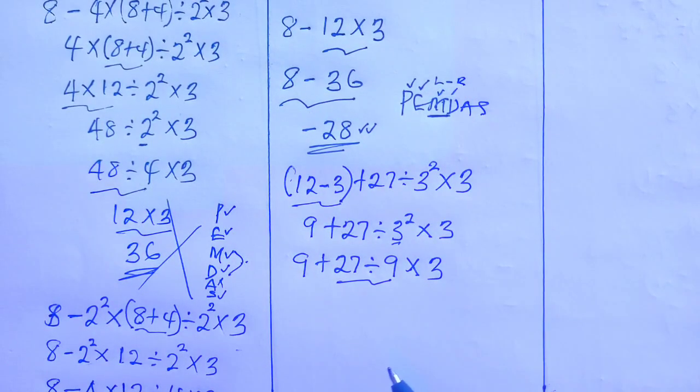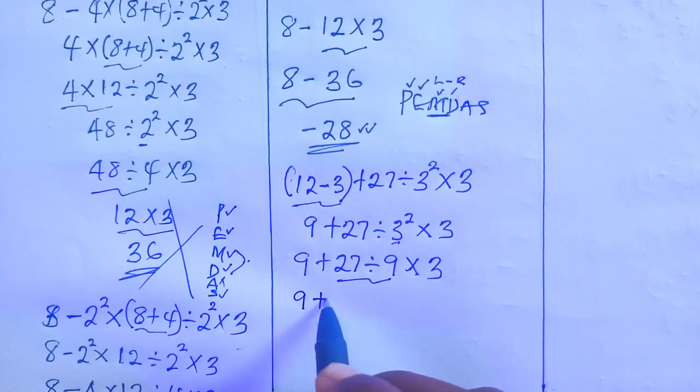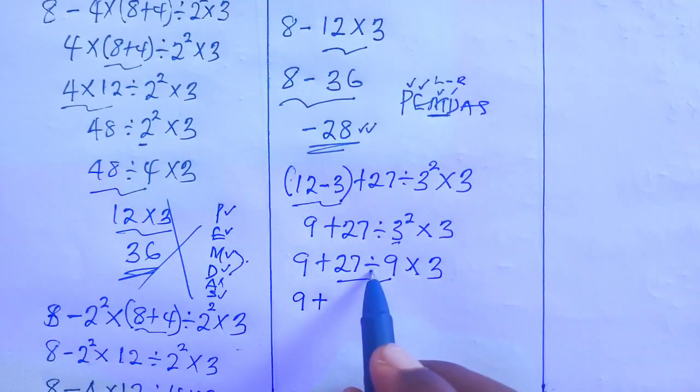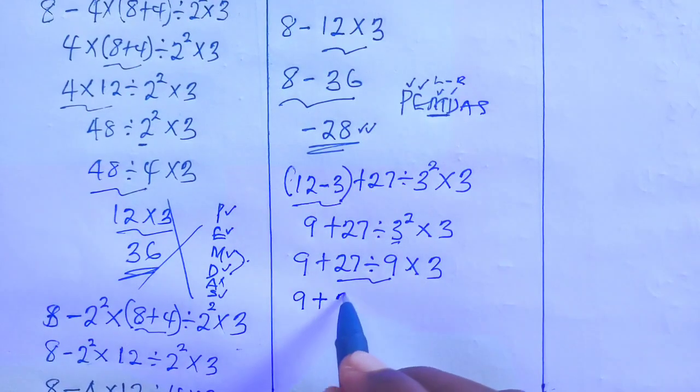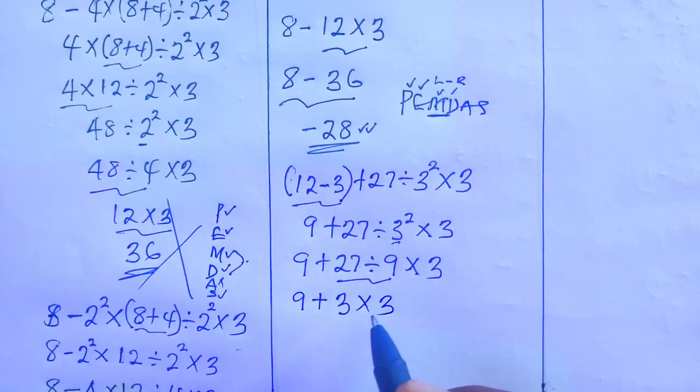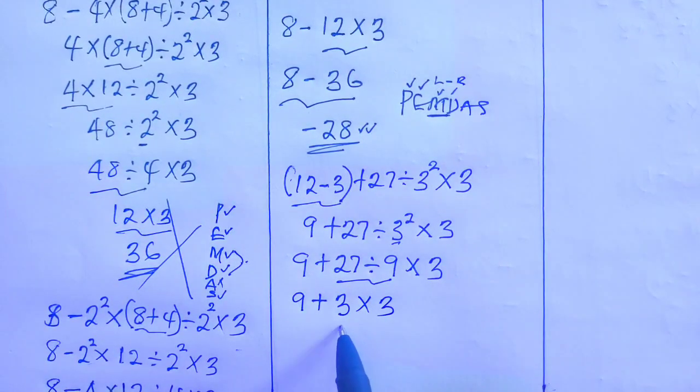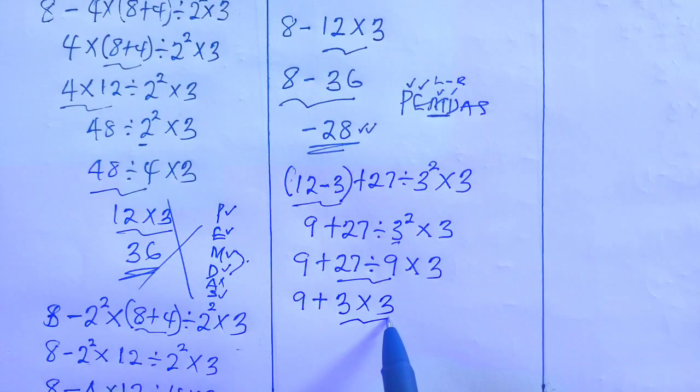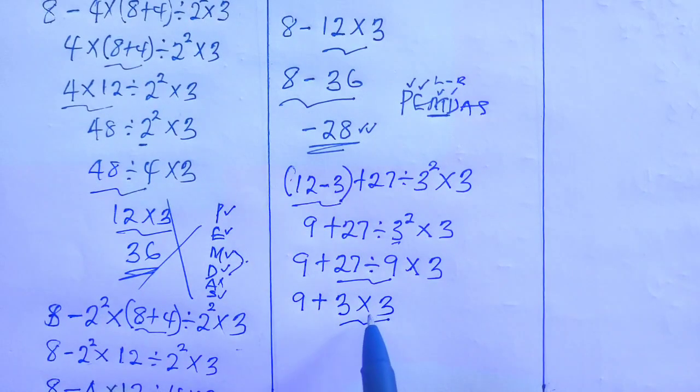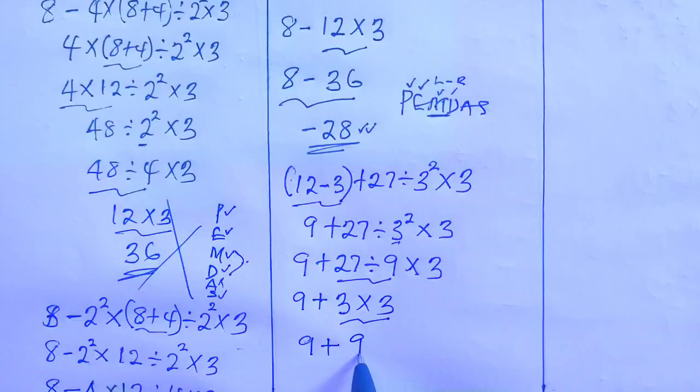We move from left to the right. We consider the one that comes first. Then right here we have 9 plus 27 divided by 9, that gives us 3, then multiply by 3. And in this case, we are going to consider multiplication because multiplication is of higher priority than addition, and the expression becomes 9 plus 3 times 3, that gives us 9.